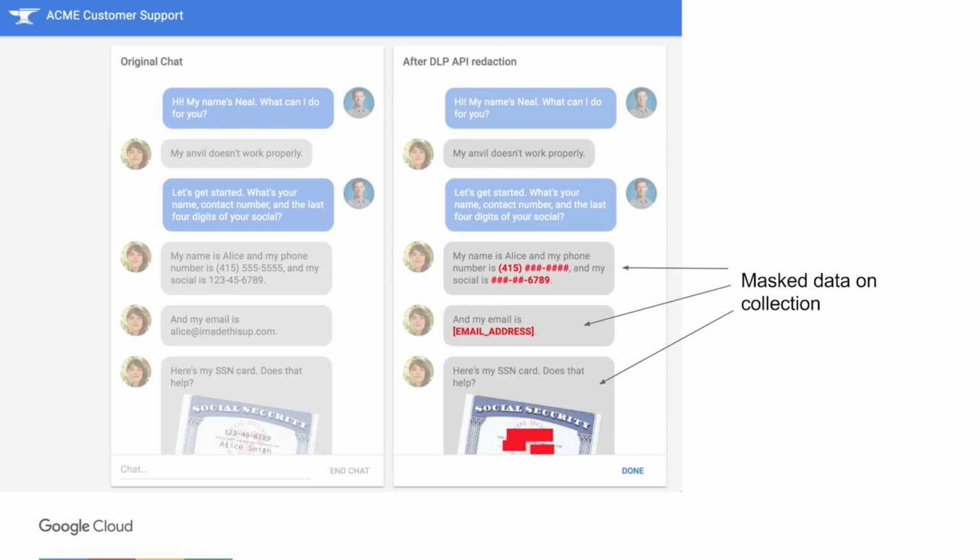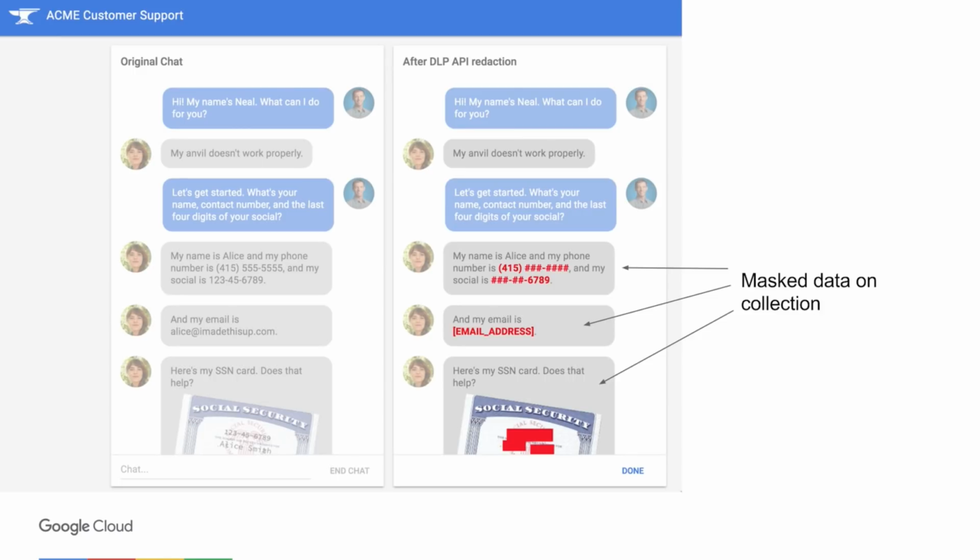So in this case, it's highlighted here in red. We've shown how all of the identifiers that were deemed sensitive, the phone number, the social security number, the email address, and that information in that image are redacted. So in this case, we've been able to dynamically redact it.